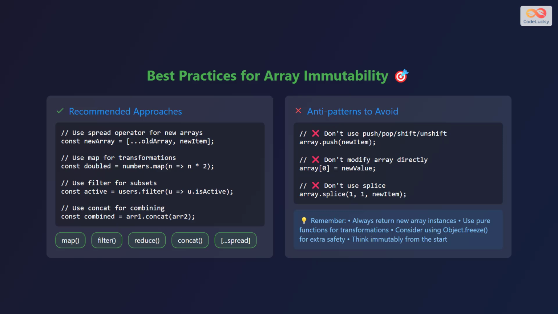On the other hand, there are several anti-patterns that should be avoided, such as using push, pop, shift, unshift to add or remove elements. Also, do not directly modify array elements by referring to their index, and do not use splice to add or remove elements from an array. Remember, it's always better to use pure functions for transformation and think about immutability from the beginning. You can consider using Object.freeze for extra safety when immutability is a strict requirement. By following these practices, you can write more predictable and maintainable code.